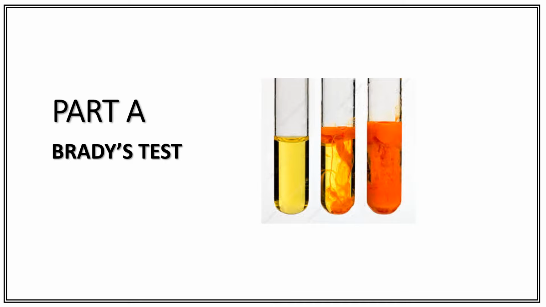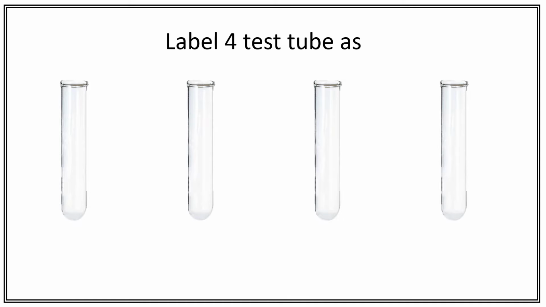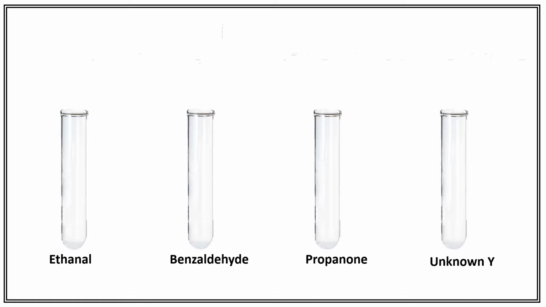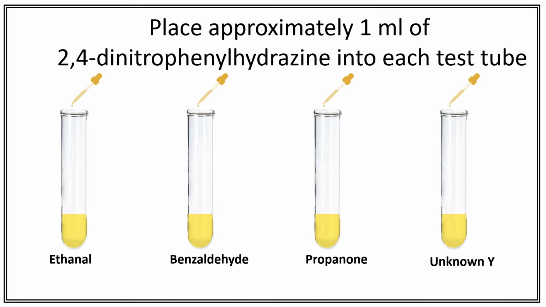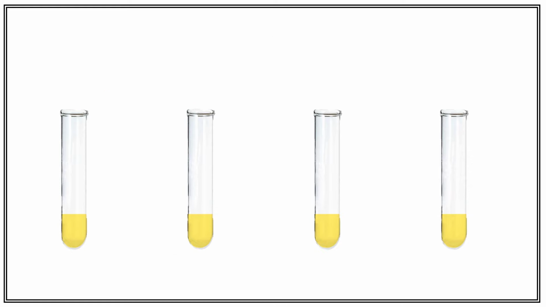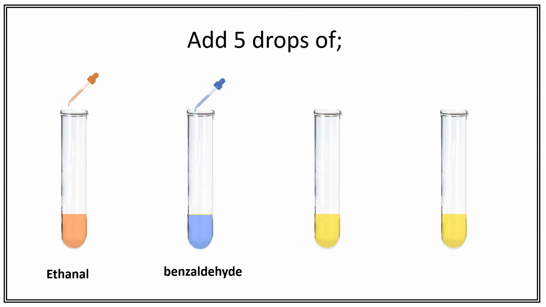Part A. Brady's test. Label four test tubes as ethanal, benzaldehyde, propanone, and unknown Y. Place approximately 1 ml of 2,4-dinitrophenylhydrazine into each test tube. Add 5 drops of ethanal, benzaldehyde, propanone, and unknown Y.